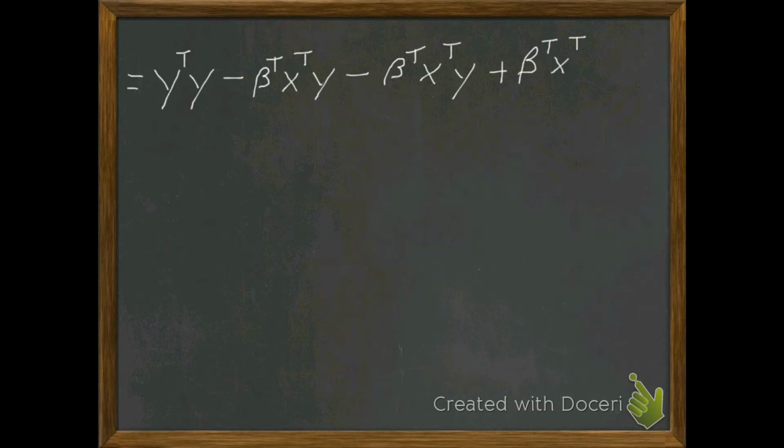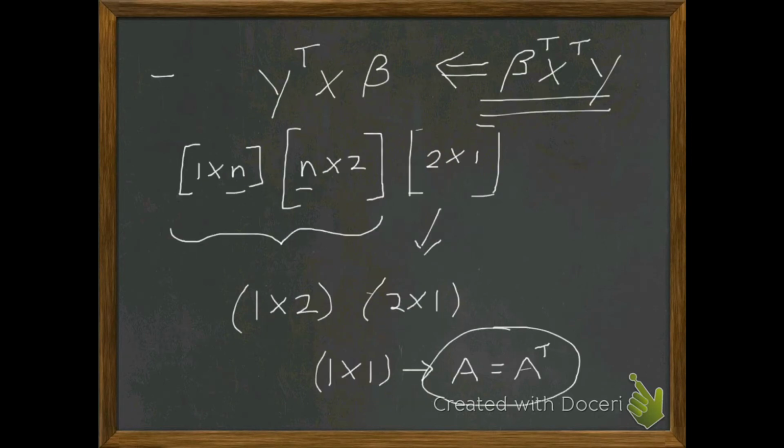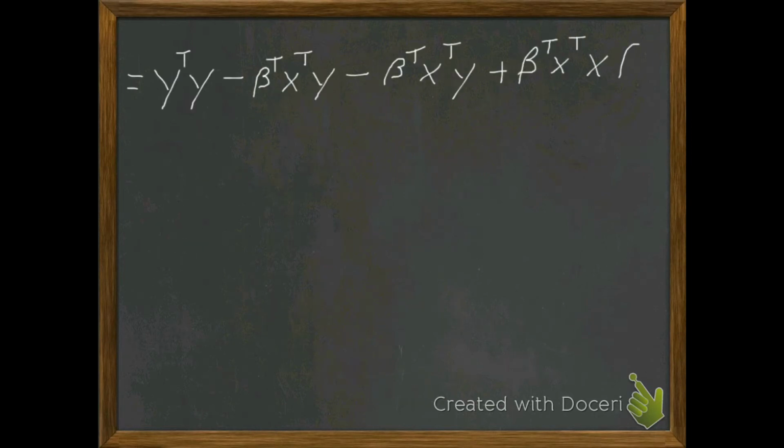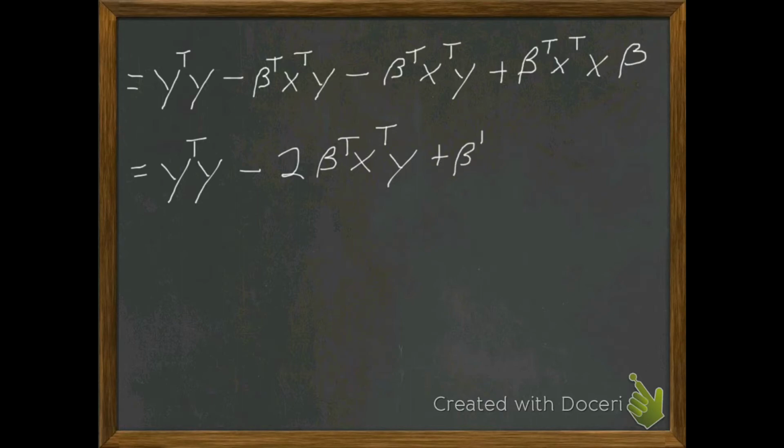X transpose X beta. Guys, in matrices, we don't have the luxury of 2 times 4 being 4 times 2. We have to be concerned with order. So guys, you can probably now see what all the fuss was about. These two center terms now become the same, so we can add those, get -2, and get this.